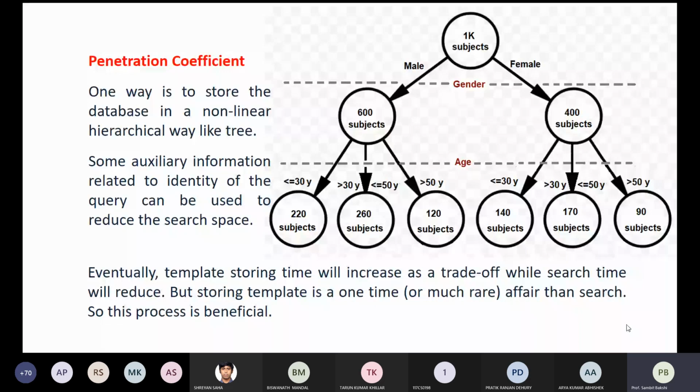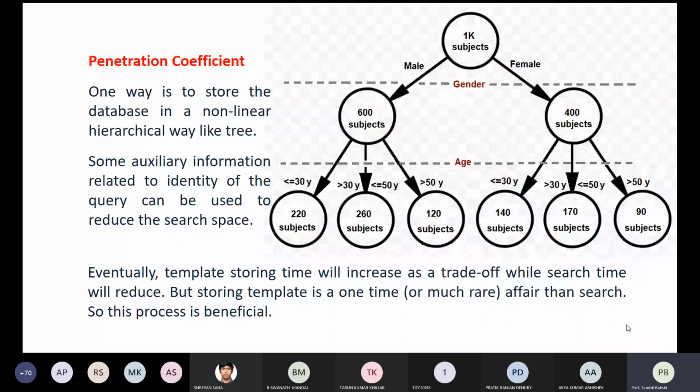Re-enrollment or template replacement is going to happen very infrequently, so that's fine. If we can compromise in time and make a different enrollment process, we can have a tree-like structure in the database. As a result, when we are actually checking for the person, if we have some data about the person, we can easily search one part of the database and identify him or her.